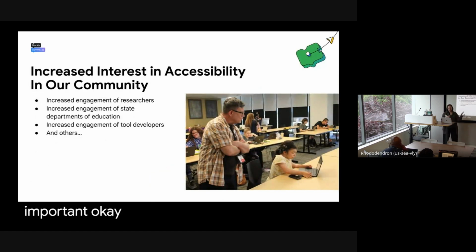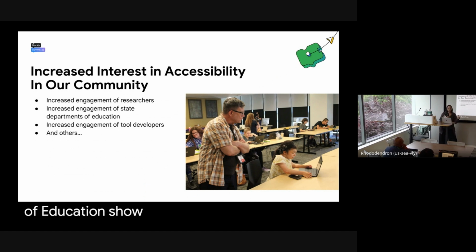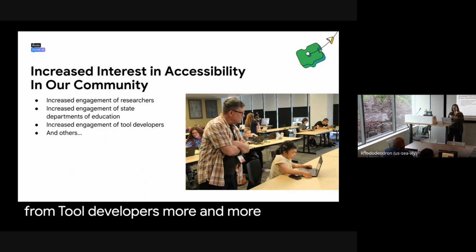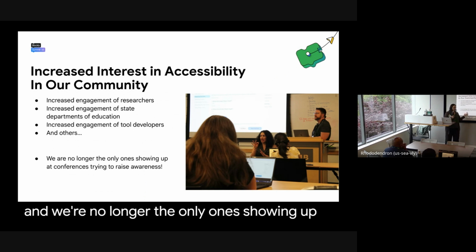Okay, why is it now, right? Researchers are increasingly interested. The thing that's been really surprising to me in CS Access is that we've seen more and more state departments of education showing up. And now we're hearing from tool developers more and more, right? That they want to make sure things are accessible. And we're no longer the only ones showing up at conferences trying to raise awareness.